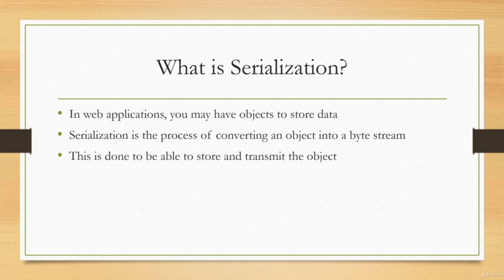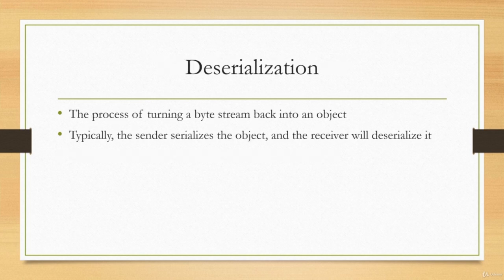What we typically do is convert the object into a byte stream. That byte stream is sent off to the receiver. The receiver will receive it, and then they'll convert it back into an object. So this is really just a way of being able to store and transmit data when it's stored in terms of objects. Deserialization is, of course, the reverse process of serialization. When the recipient receives the serialized object, they can turn that byte stream back into the object.